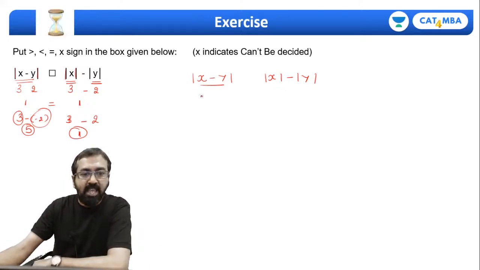So let me take x as 3 and let me take y as 2. So what is mod of 3 minus 2? Can I say it's 1?